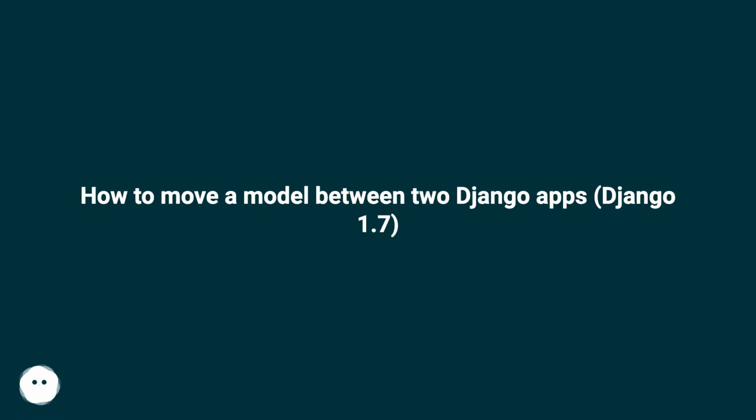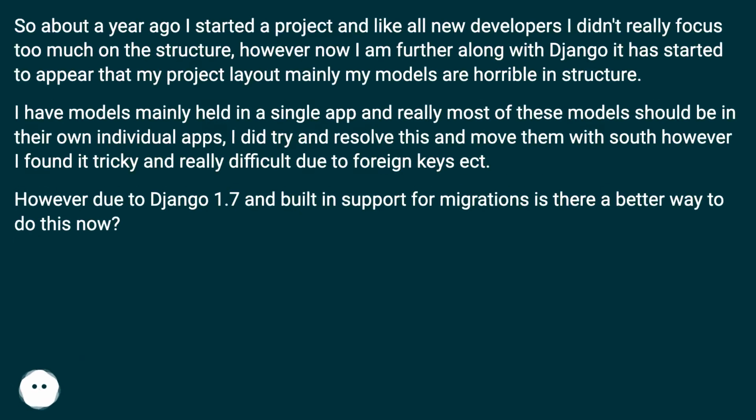How to move a model between two Django apps, Django 1.7. So about a year ago I started a project, and like all new developers I didn't really focus too much on the structure. However, now I am further along with Django. It has started to appear that my project layout, mainly my models, are horrible in structure.